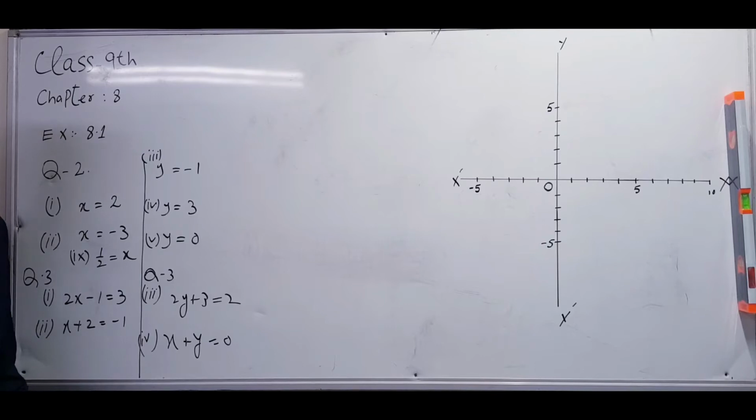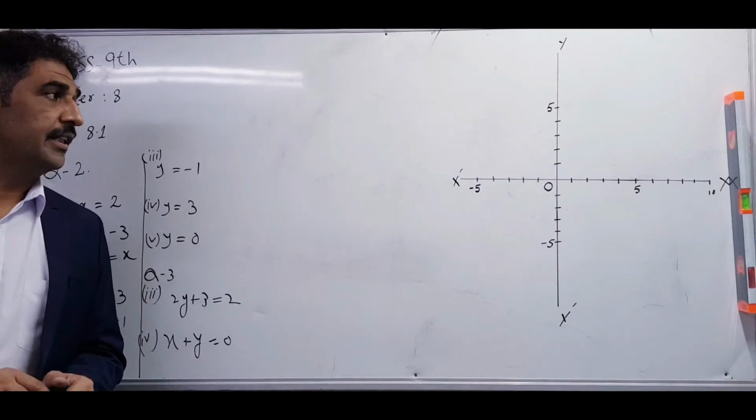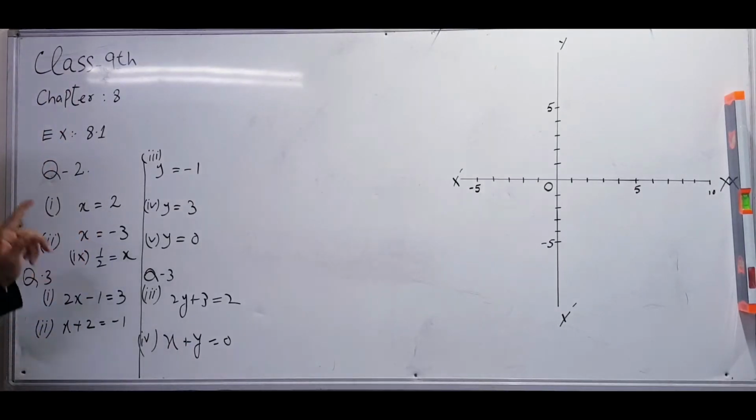How to draw the line of a single variable, like here only x is involved, here only y is involved. But in this question, where both variables are involved, how do we do that? First of all, the value of x is given. In question number 2, first part, x is equal to 2.